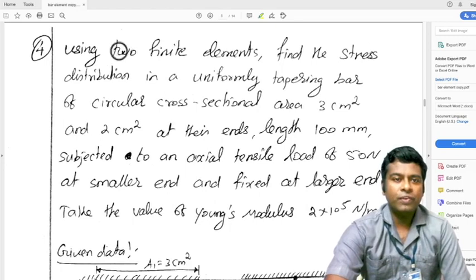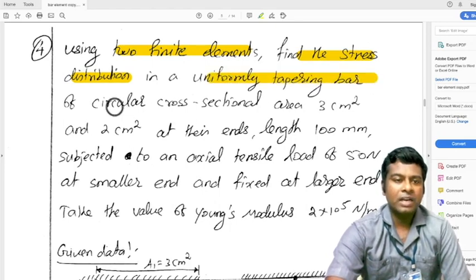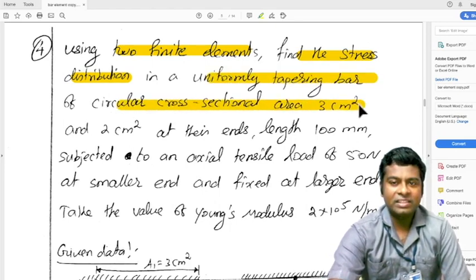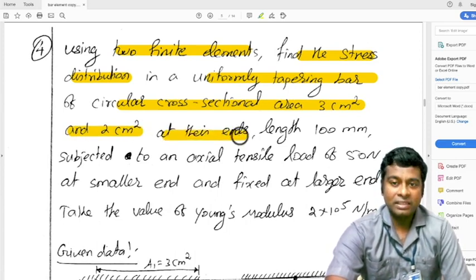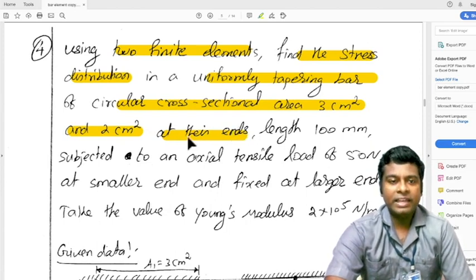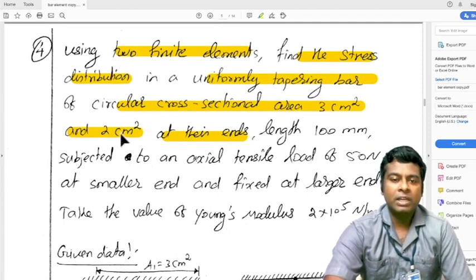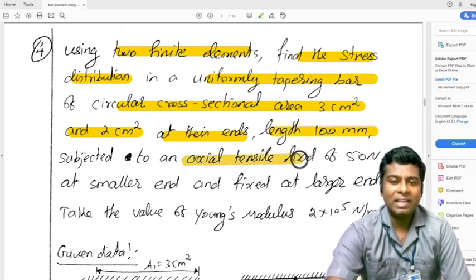Using two finite elements, find the stress distribution in a uniformly tapering bar of circular cross-sectional area 3 cm square and 2 cm square at its ends. So one end is 3 cm square, that is the larger end, and 2 cm square is the smaller end. Total length is 100 mm, subjected to an axial tensile load.